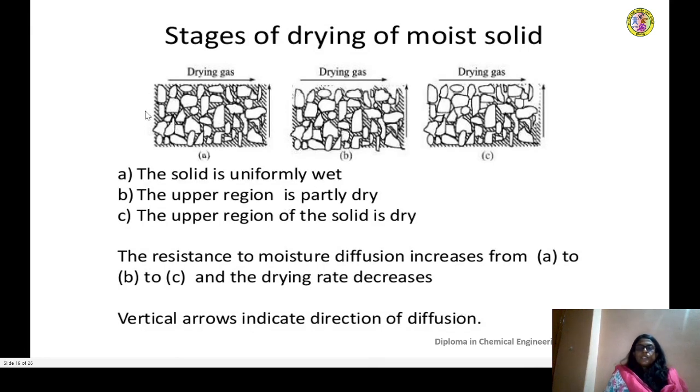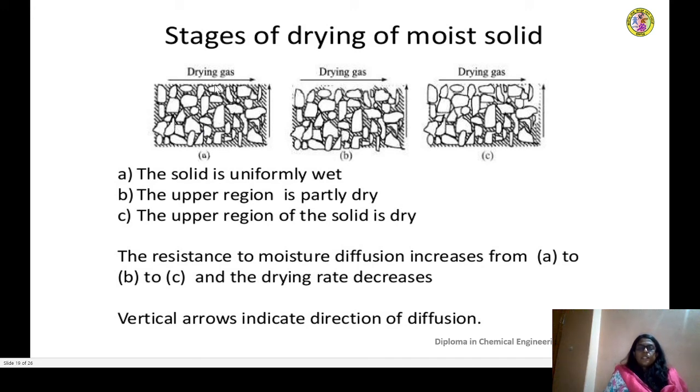Okay. So this diagram shows you the various stages of drying in a moist solid. Here in figure A, you can see that the substance is completely wet. This is the starting stage of the drying operation. You can see the shaded area representing the moisture present.